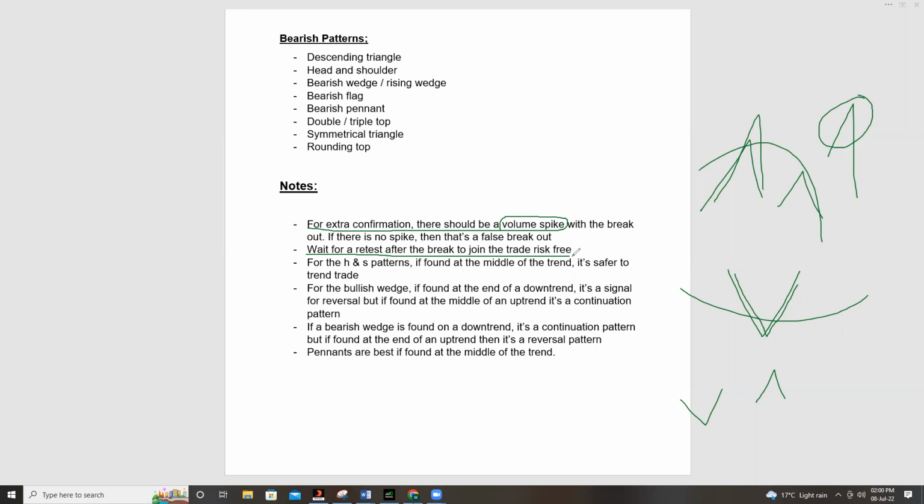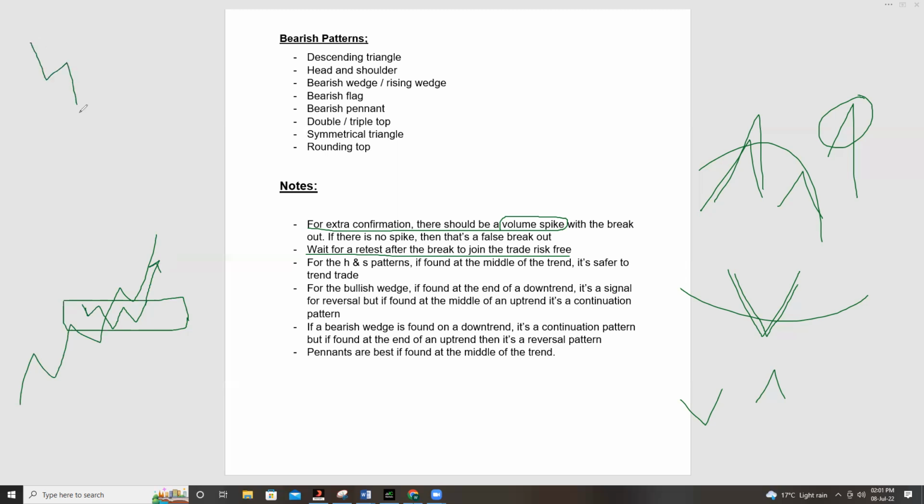Then number 3, for the head and shoulder patterns, if found at the middle of the trend, it is safer to trend trade. This is what I'm saying. Suppose I'm on a buying cycle. Then on stage 2 here, I find a head and shoulder, or this will be an inverted head and shoulder because I'm on the buying cycle. So at level 2, I find an inverted head and shoulder. Am I supposed to take it as a reversal or something? No, it's actually extra confirmation that I'm expected to go to the top side.